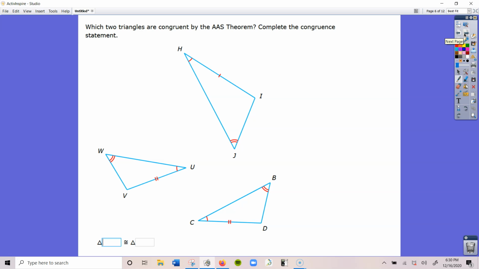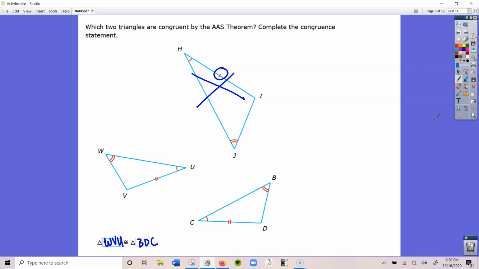Last one for this IXL, this is AAS. So again, angle, angle, side. Looking at my markings, I see that this one is the one that has only one line for the side, so it can't be that one. So it's got to be these two here. So let's say I start with the two arcs to none to one. This would be W, V, U, and then over here it would have to be two to one, none to one, so B, D, C.